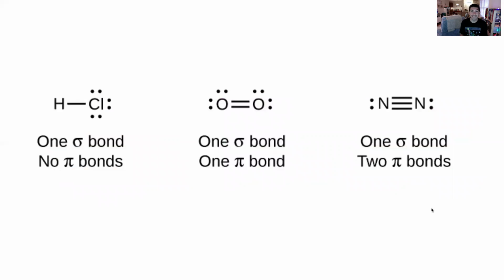All you need to know is if there's a single bond, it's a sigma bond. If there's a double bond, it's one sigma, one pi. If it's a triple bond, it is one sigma and two pi bonds.